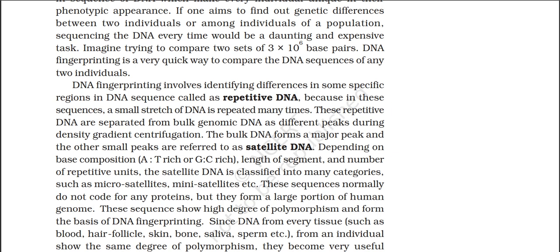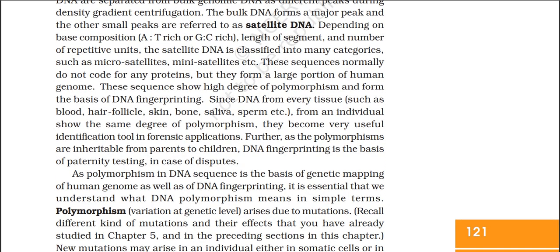Since DNA from every tissue, such as blood, hair follicle, skin, bone, saliva, sperm, etc., from an individual shows the same degree of polymorphism, they become a very useful identification tool in forensic applications. Further, as the polymorphisms are inheritable from parents to children, DNA fingerprinting is the basis of paternity testing in case of disputes. As polymorphism in DNA sequence is the basis of genetic mapping of the human genome as well as of DNA fingerprinting, it is essential that we understand what DNA polymorphism means in simple terms.